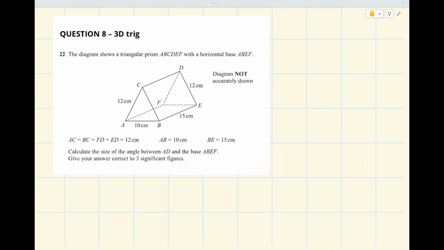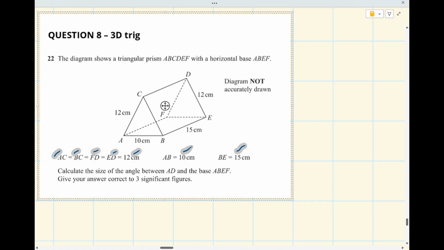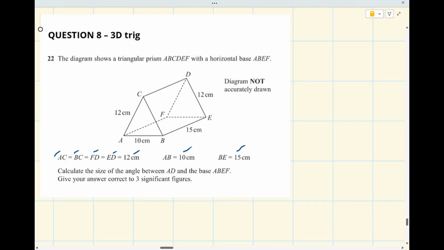We've got a triangular prism with a horizontal base. We've got several sides which are all equal to 12, and that's as they look on the diagram. AB is labelled on the diagram, BE is labelled on the diagram. Calculate the size of the angle between AD and the base. Now, this can cause confusion sometimes. Sometimes people think, what angle is it that they're asking us to find?